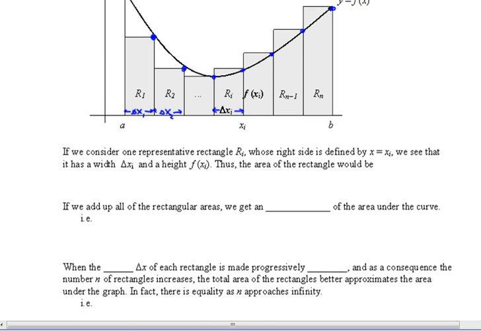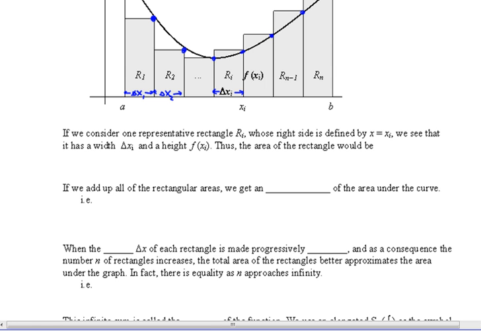If we consider one representative rectangle Ri, this one here, f of xi is right there, and this is xi. That's the y value right here, so I'll mark it: f of xi. Its right side is defined by x equals xi. We see that its width is delta x and its height is f of xi. So we're going to use the area of a rectangle formula. If we add up all these rectangles, we get an approximation for the area under the curve.